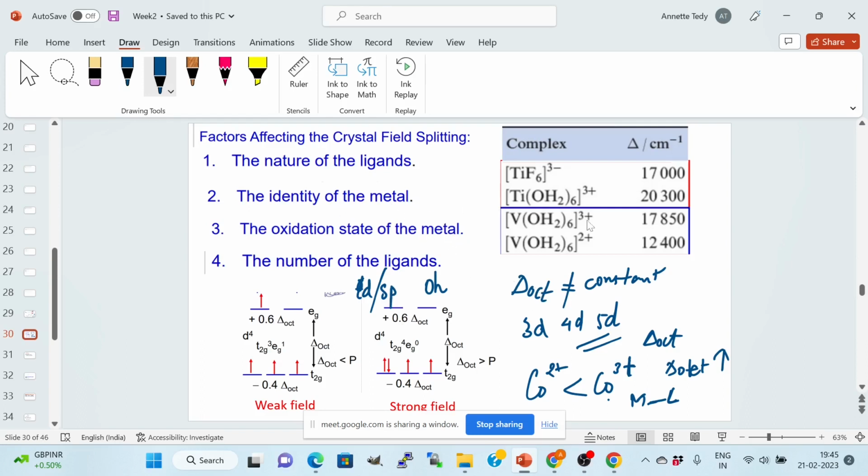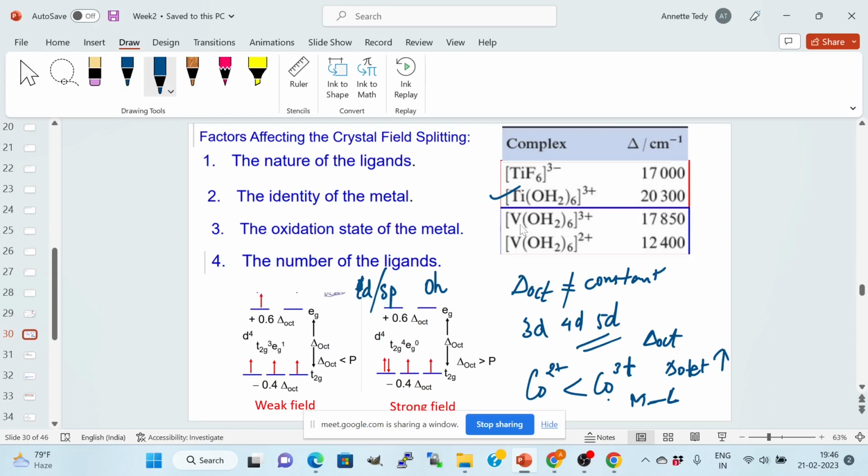So here, for example, the TiF6 3- and Ti(OH2)6 3+. Both are titanium complexes. Both have the same charge. Titanium is in the 3+ state, but still their delta, the crystal splitting, is different. Ti(OH2)6 3+ has a higher delta. So can anyone say why this one has a higher crystal splitting energy? Yes. So OH2, which is water, is a much stronger ligand than fluorine. Since it is stronger, the crystal splitting is also larger. That is why we have a larger energy here.